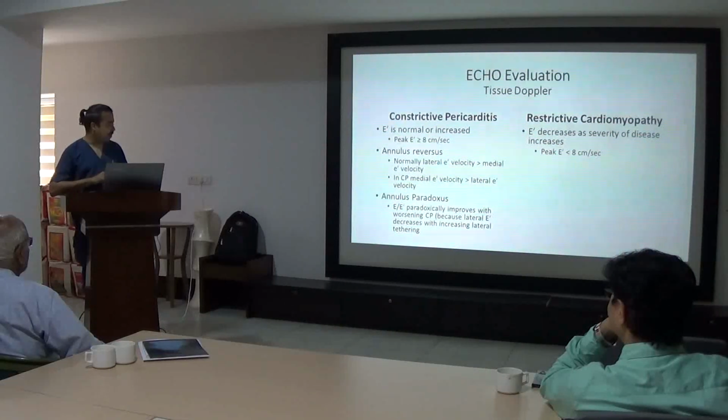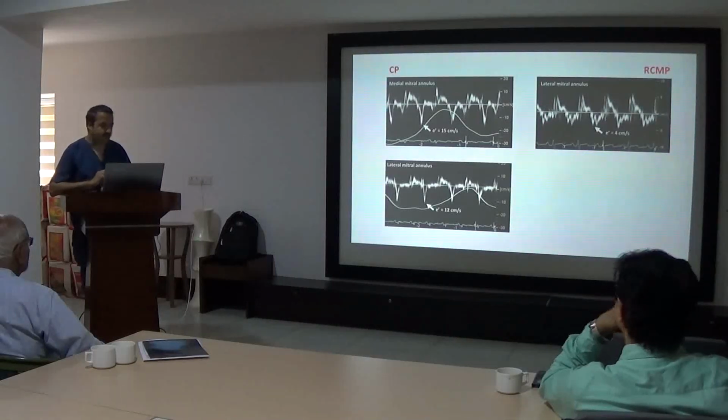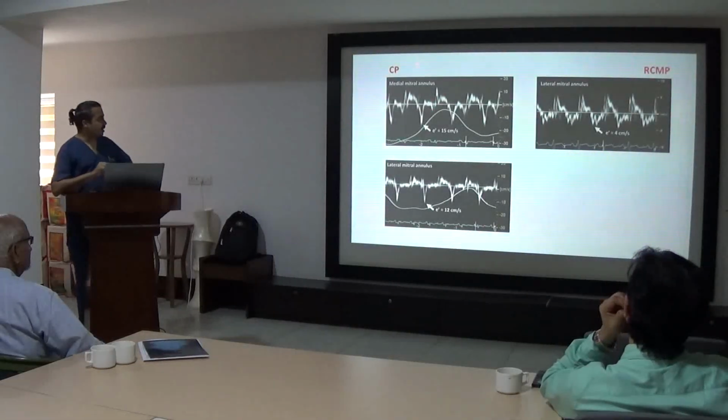Generally, tissue velocity is less, blood velocity is more. So that's why annulus paradoxus will occur in constrictive pericarditis. So this is in constrictive pericarditis.